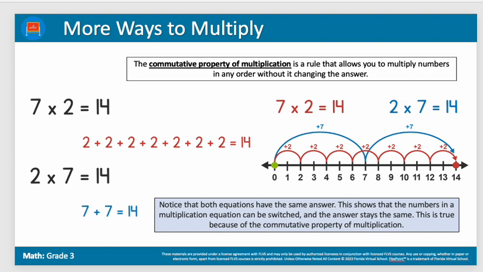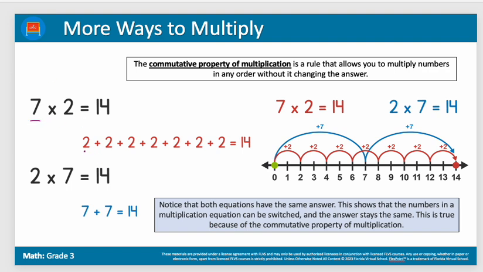Another way of doing multiplication is the commutative property of multiplication. This is the rule that allows you to multiply numbers in any order without changing the answer. So, for example, okay, we have 7 groups of the number 2.